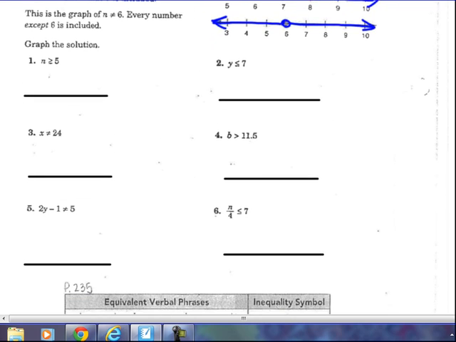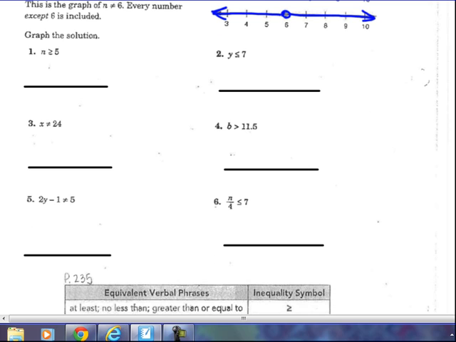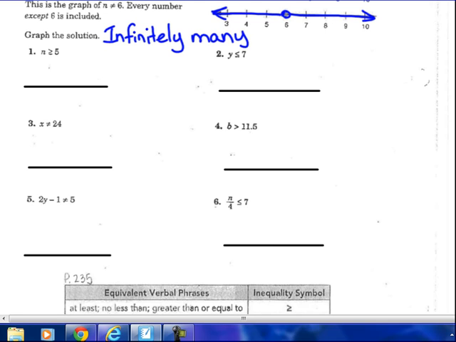So the first direction that we have here says graph the solution. And you may or may not remember this from last year. When you're graphing the solution, what answers, because it's not just one, it's infinitely many answers with an inequality. Not always, but most times you're going to see that infinitely many answers are possible. So number 1 says, what numbers n are greater than or equal to 5?